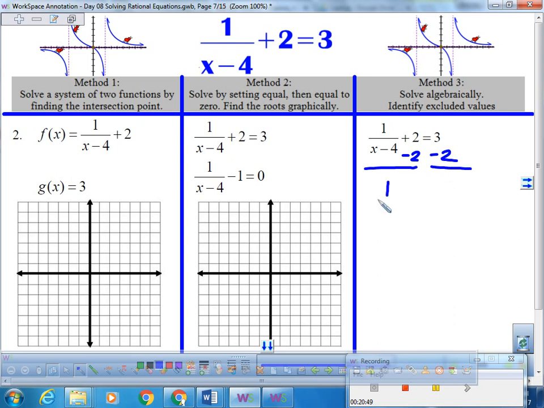So you'd have 1 over x minus 4 equals 1, and then you multiply both sides, or multiply by x minus 4 over x minus 4. So that's how I needed to guide you on that one.